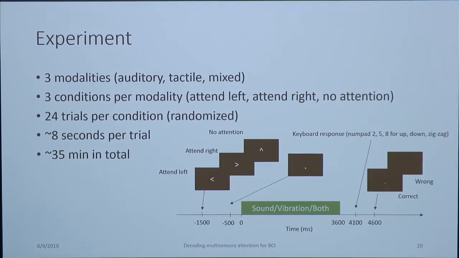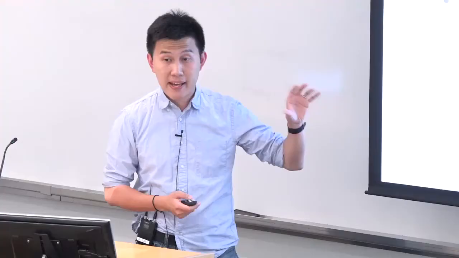The answer of what? The answer of the pattern that you are paying attention to. There are two streams going on, and they have different patterns. So you tell the subject to pay attention to the left, in the very beginning. And at the end, you ask them for the pattern of the stream on the left. It could be going up or down or zigzag. So it's just a way of measuring how well they are paying attention to the stream or not.